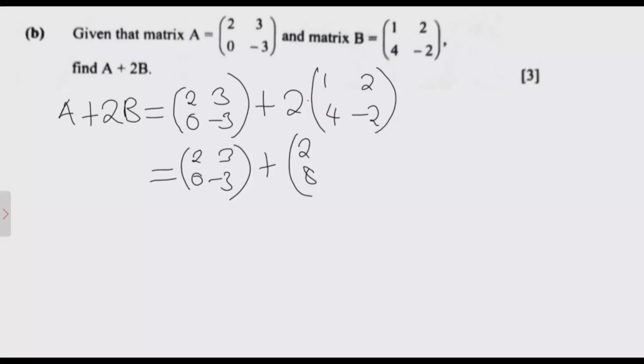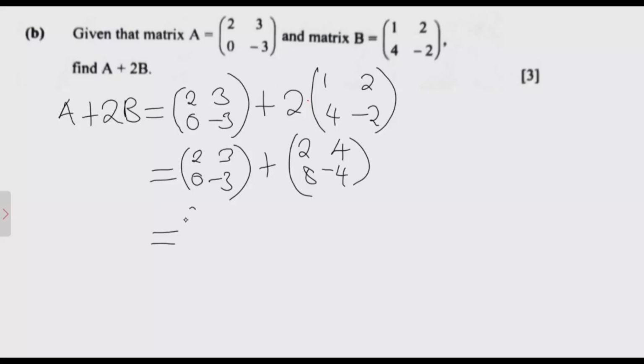Then 2 times 2 will give me 4. I'm going to write 4 here. Then 2 times negative 2 will give me negative 4. So I'm going to write negative 4 here, like this, then close. Now once I've done this, the next step is to add. I've evaluated 2 multiplied by matrix B. So next I am going to do the actual addition.